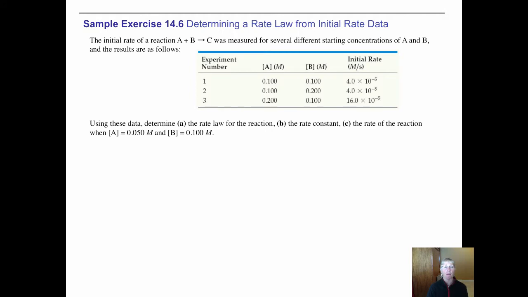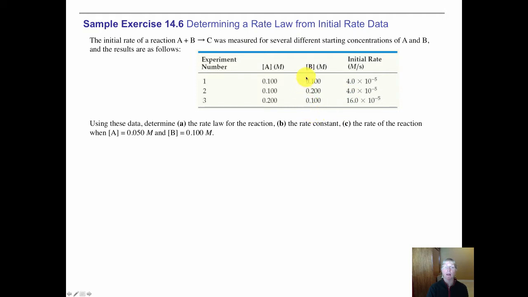So when you have a problem like you see here, and you're asked to determine the rate law, the rate constant, and the rate of the reaction given specific concentrations, do the usual. Find some trials where the concentration stays constant, and notice immediately that doubling the concentration of reactant B has no impact on rate. Therefore, it must be zero order with respect to B.